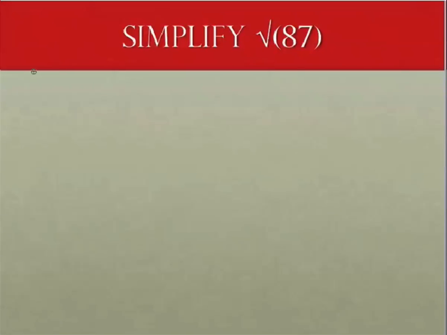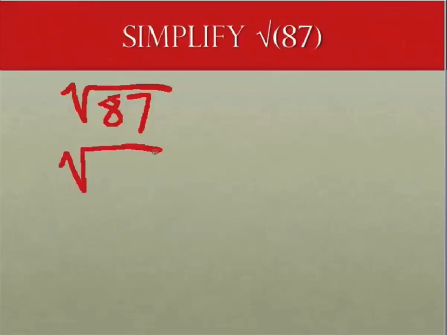Our last problem is somewhat of a trick. It's the square root of 87. 87 can be broken up into 3 times 29. The trick here is that 3 is a prime number and 29 also is a prime number, which means neither one can be broken down any further. So there are no groups of 2. I can't circle 2 3's because there aren't 2 3's and there aren't more than 1 29's.